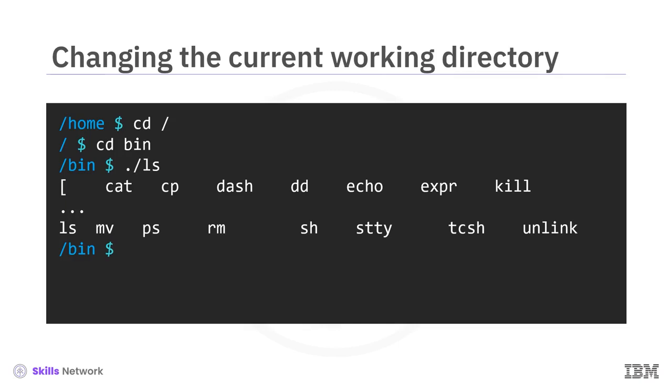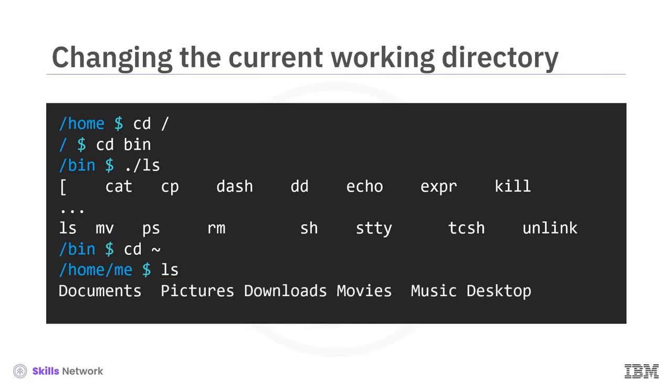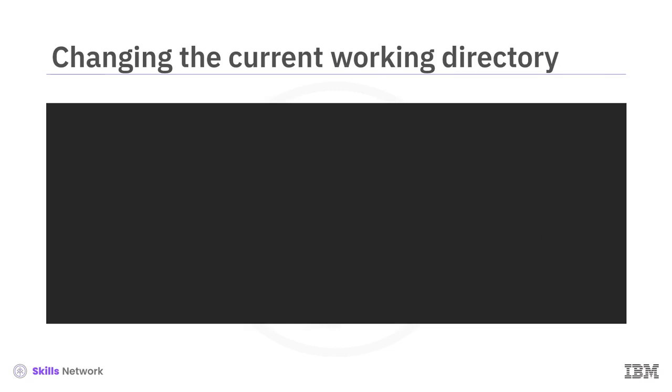Many commands located in the bin folder are also built into the shell, so you can run them from other locations too. Navigate to your home directory using cd tilde, and even though the current working directory /home/me does not contain the ls program, you can still run the command successfully. Let's look at some more examples.